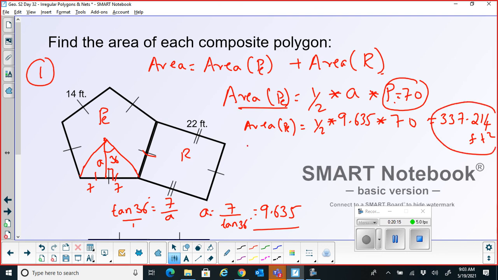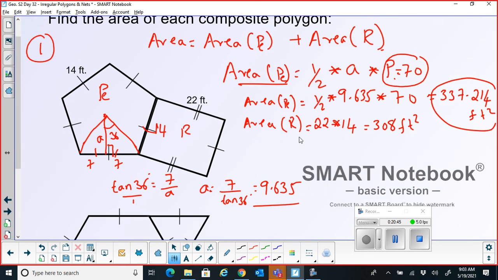Then the area of the rectangle. That is quite simple: length times width. This is 22 and this is 14. 22 times 14 gives us 308 square feet. Now the area of the composite polygon is the sum of these two.